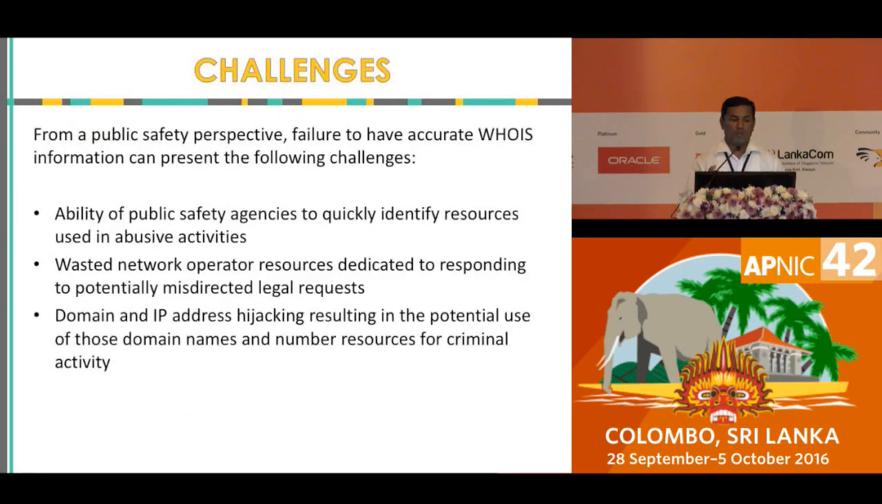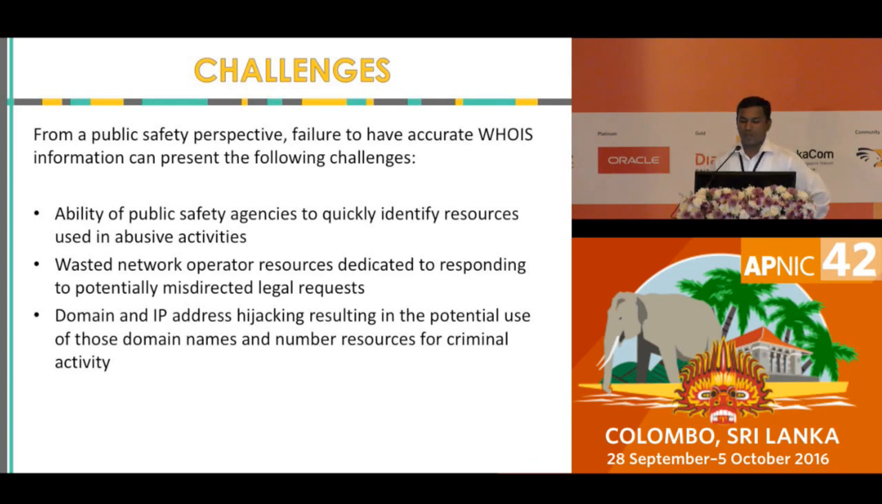Challenges. I can tell you briefly, from a public safety perspective, failure to have accurate Whois information can present the following challenges. The ability of public safety agencies to quickly identify resources used in abusive activities. You know the internet is a very important element that is always changing, and if you are unable to get real-time information, you won't be able to trace the real people behind the crime. If you don't have accurate information with the ISPs, you have to conduct a lot of other investigations to get that information. That takes time, and then the benefit goes to the suspects or criminals.